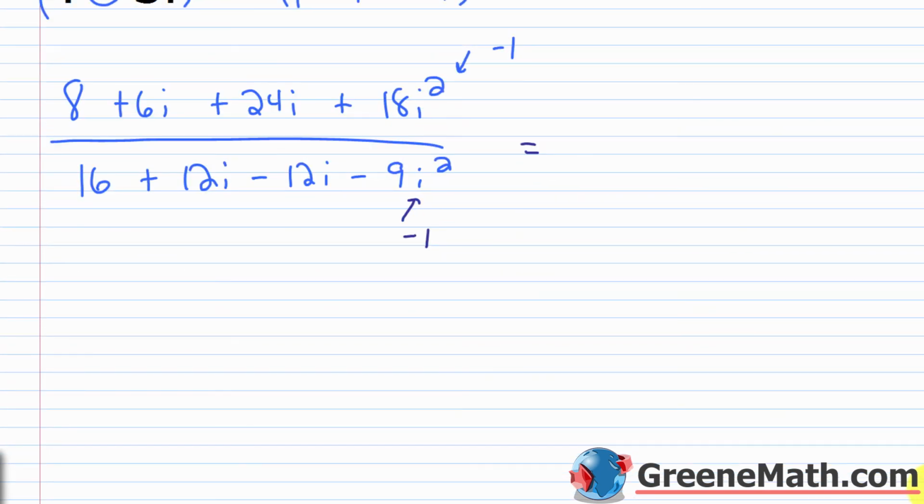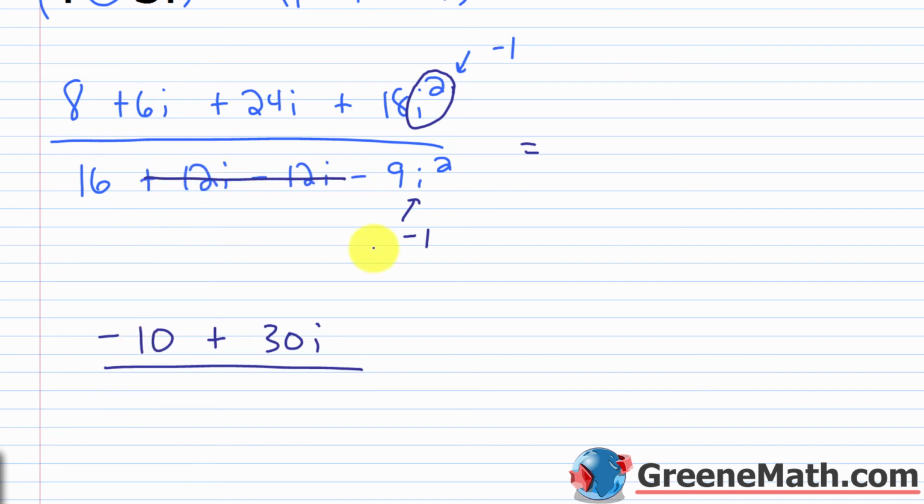So we scroll down, get a little room going. If this i squared is negative 1, really I have 18 times negative 1, which is negative 18. Negative 18 plus 8 would be negative 10. So this is negative 10. Then plus 6i plus 24i is 30i. And this is over 16 plus 12i minus 12i. This is going to cancel. And you basically have negative 9 times negative 1, because again, this is negative 1. Negative 9 times negative 1 is positive 9. So you've got 16 plus 9, which again is 25. So that's the long way to do it.